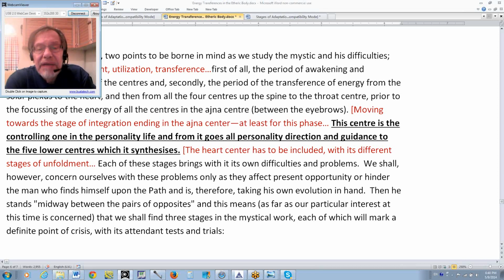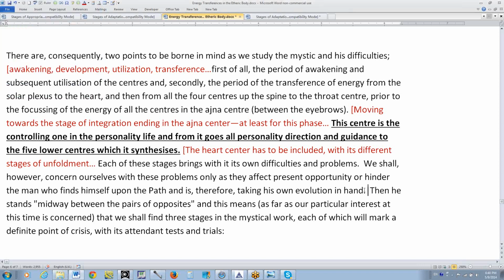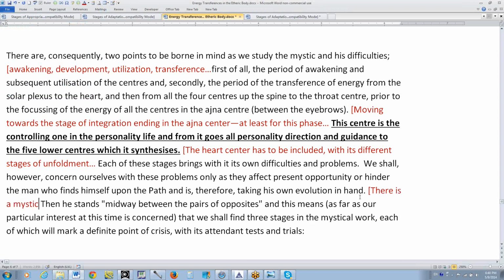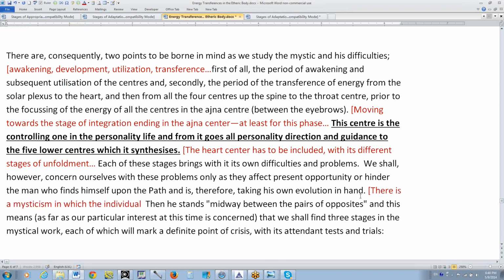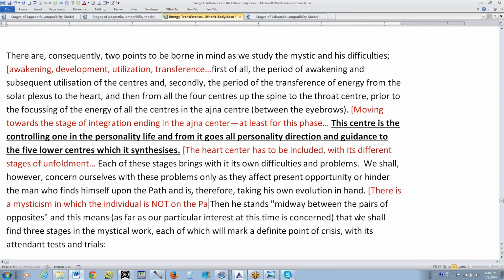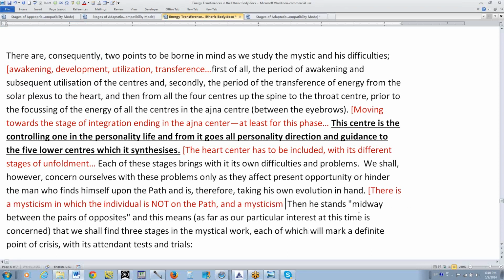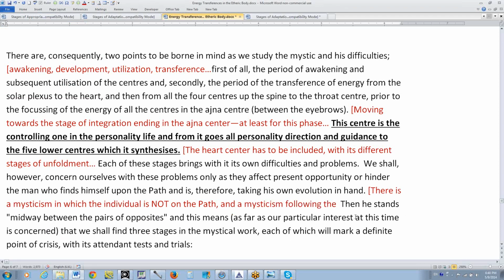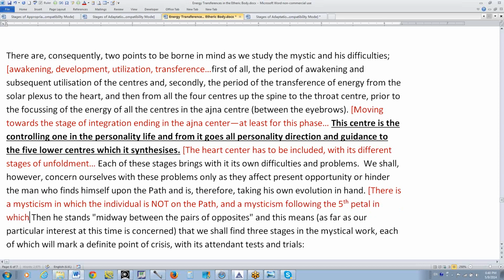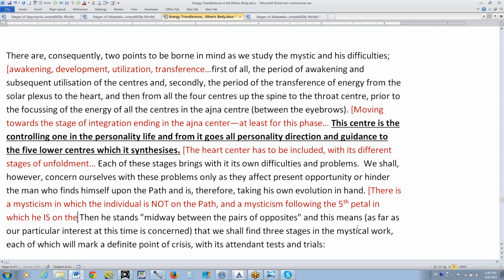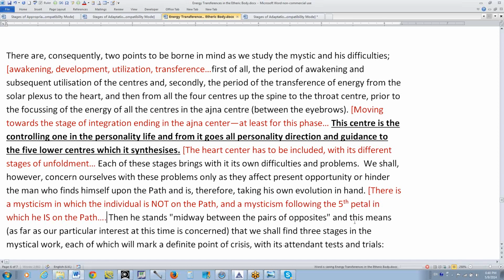Let us say that from the time of the later 5th petal and working into the 6th, one is definitely on a path. After this, you see, this is another way of looking at it. There is a mysticism in which the individual is not on the path, and a mysticism following the 5th petal in which he is on the path. And that is something to be considered.